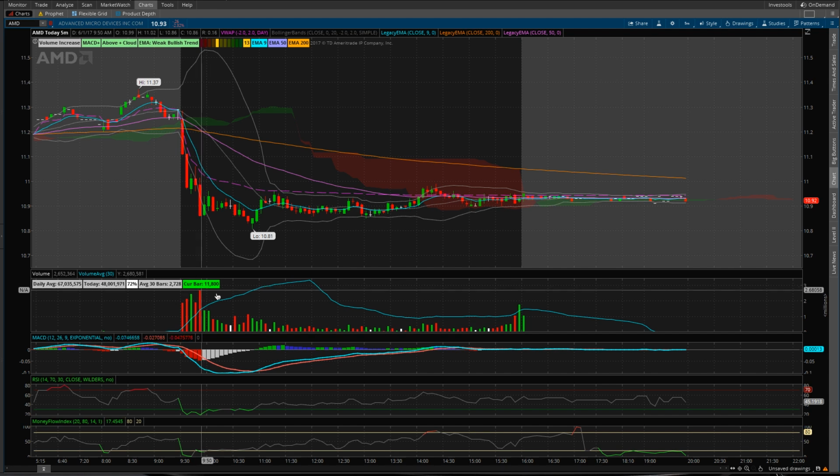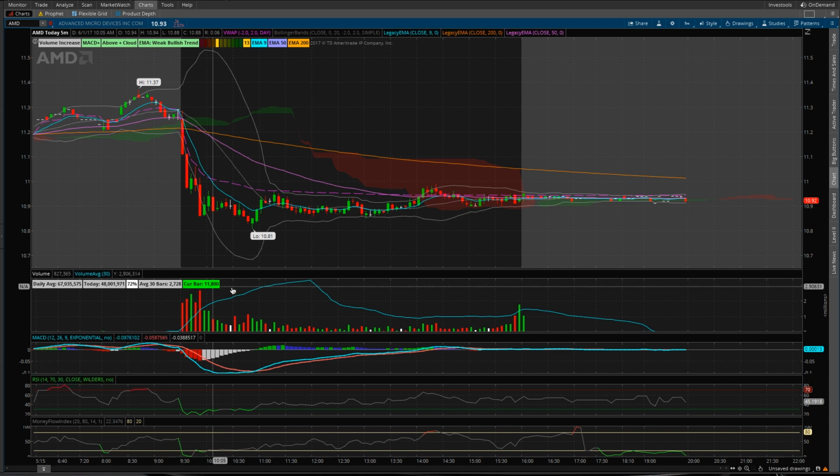And the way this works as far as the colors is that it will be yellow when it is below the average 30 bar volume, and it will turn green when it is above the average 30 bar volume. And again, this average 30 bar is the previous 30 bars. It does not include the current bar. So as you see here, AMD on this last bar had 11,800 in volume, which is above the average of the previous 30 bars, so therefore it is green.